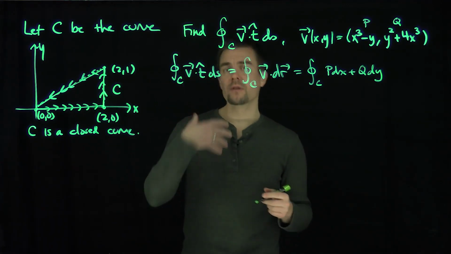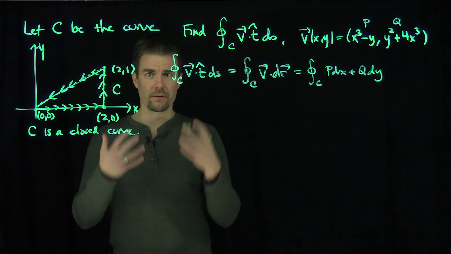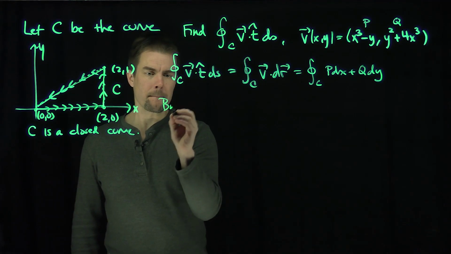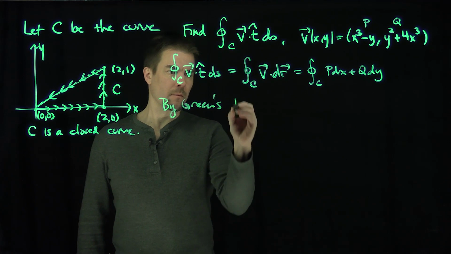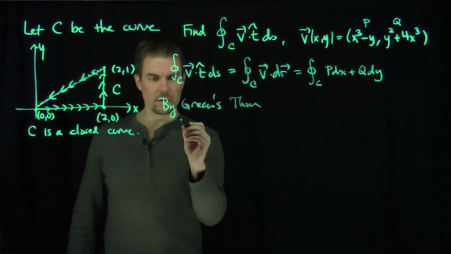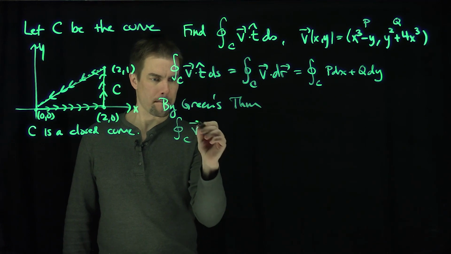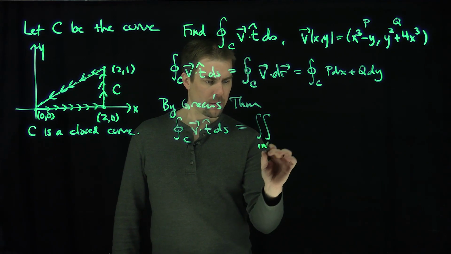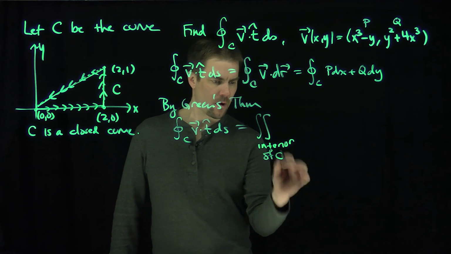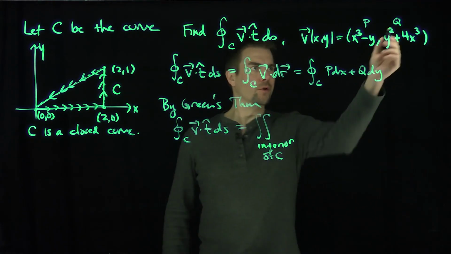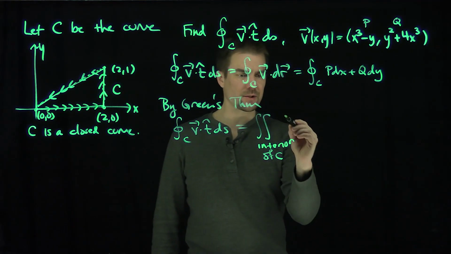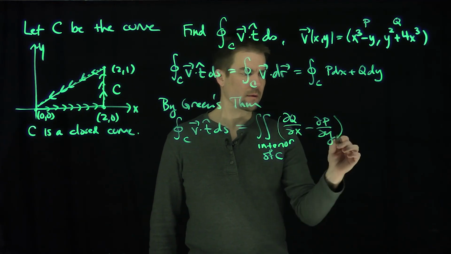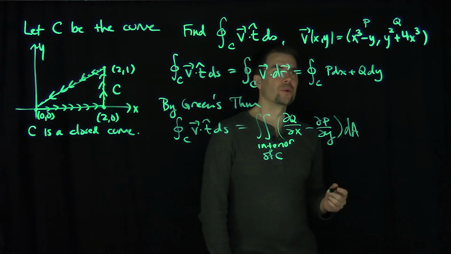Now, since I have a closed curve, I can apply Green's theorem to this problem. It's a two-dimensional vector field and a two-dimensional planar curve that's closed. We can use Green's theorem. So by Green's theorem, the flow of this vector field is the double integral over the interior of the curve C of the derivative of this function Q with respect to x, so partial Q, partial x, minus partial P, partial y, dA. Okay? So what is partial Q, partial x?